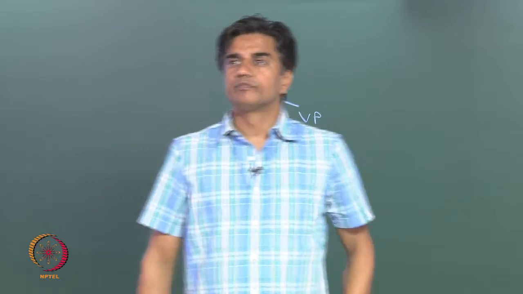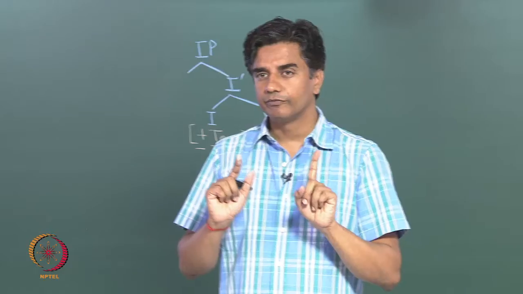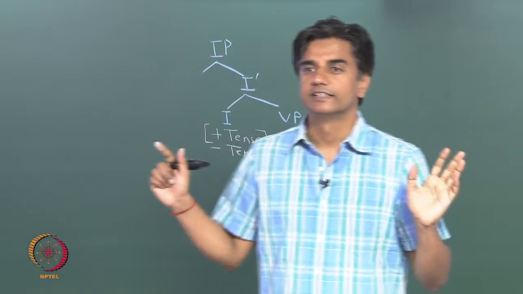You see the whole sentence? For John, for him to go to Delhi is not possible. Okay? Are you with me? For him to go to Delhi is not possible. Is this a good sentence? The whole sentence? Good or not? It's a perfectly good sentence.